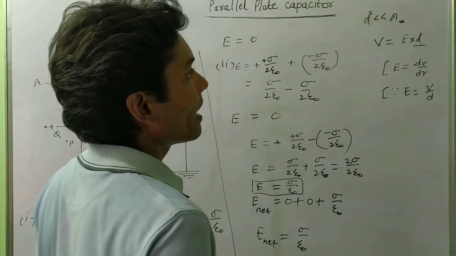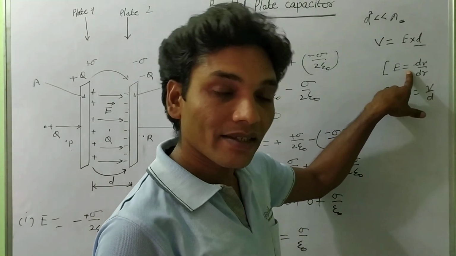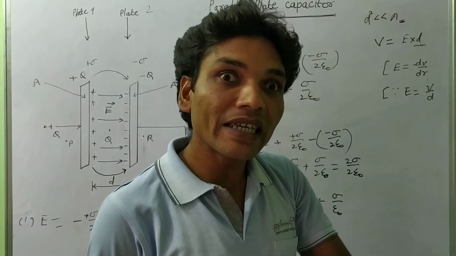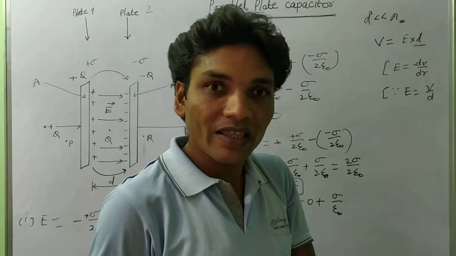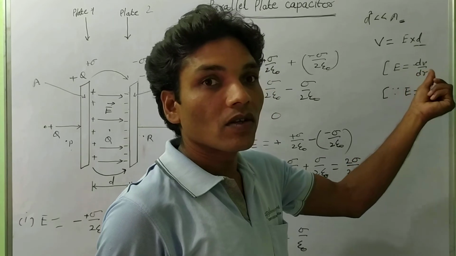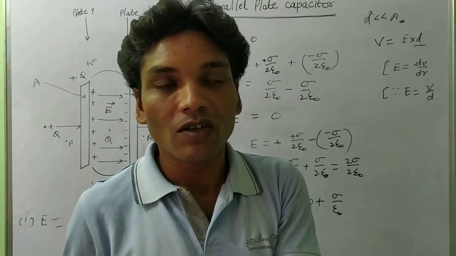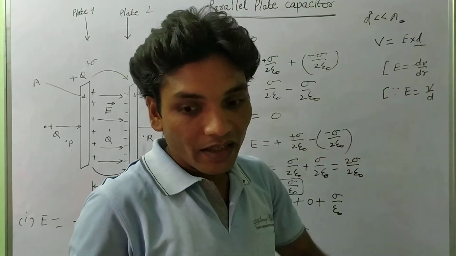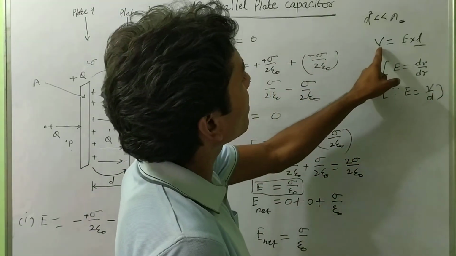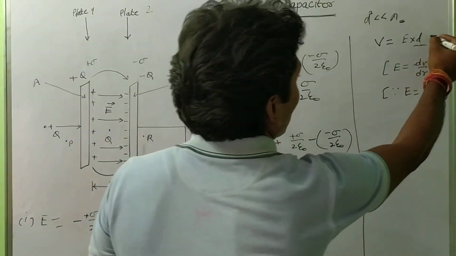The minus sign denotes the direction of the electric field, or the direction of the gradient of the potential. It means that with distance, the electric potential decreases. This sign indicates the decrement of the potential. So this is the formula, and that's why V will be equal to E into D. Now this is the electric potential.